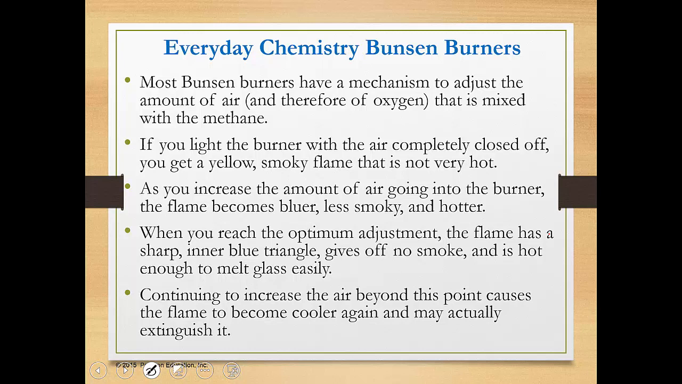Now, when you light a Bunsen burner, there is a valve system, a mechanism that allows you to adjust the amount of air and oxygen in the air that gets mixed with your fuel. So it's going back to that stoichiometry. Okay, so it's mole to mole of fuel to oxygen. Now, if you light a burner with the air completely closed off, which is usually how you start, you want to be burning pure methane with just the oxygen in the air around it.